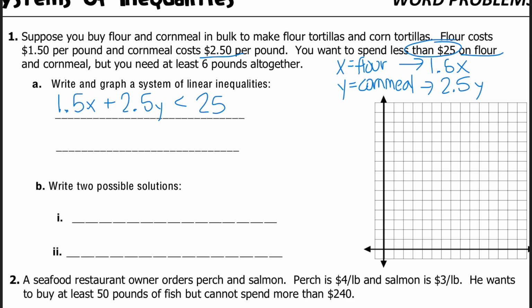The second statement says I need at least 6 pounds altogether. That means if I add my flour and my cornmeal together, not talking about prices, just talking about amounts, I need at least 6 pounds. So would that be greater than or less than? Well, ask yourself, would I be happy with 7 pounds, 8 pounds, 9 pounds, 10 pounds? Yes, because at least means 6 pounds or greater. So greater than or equal to 6, okay?